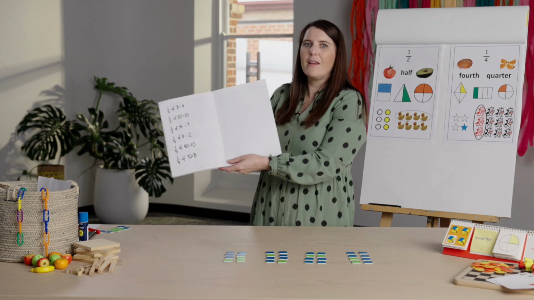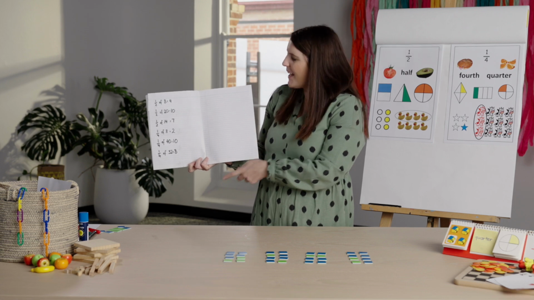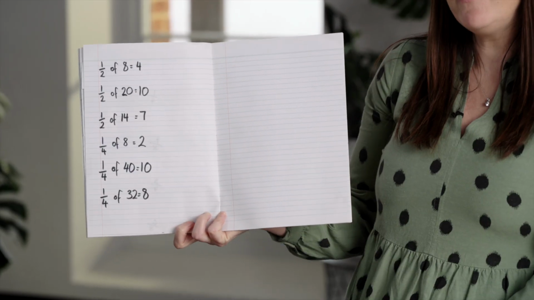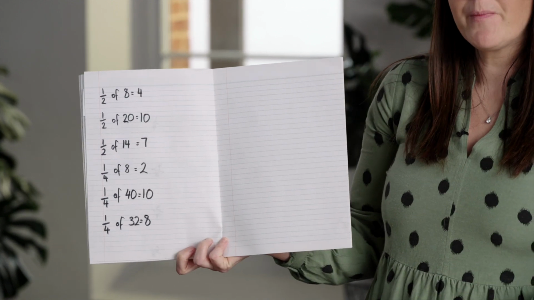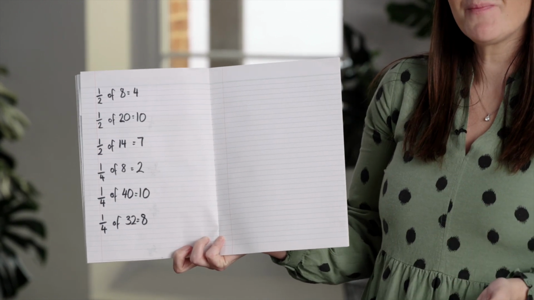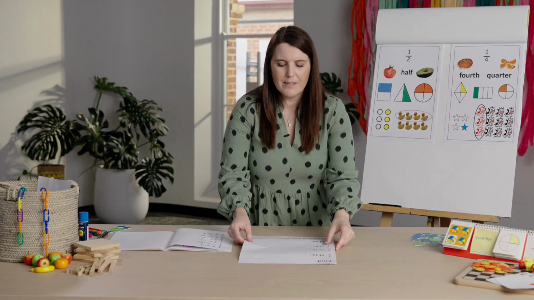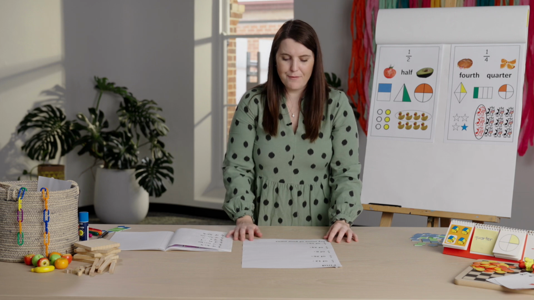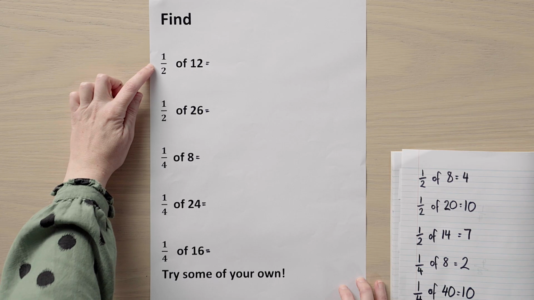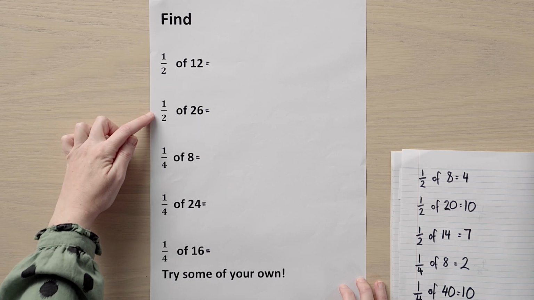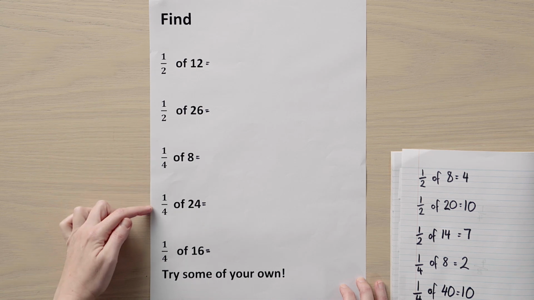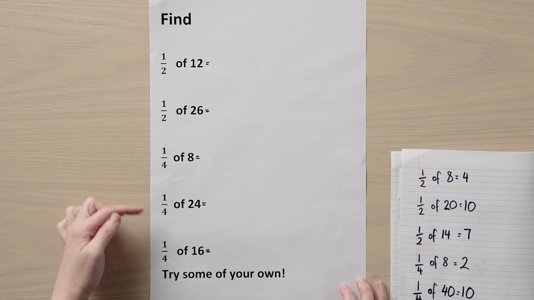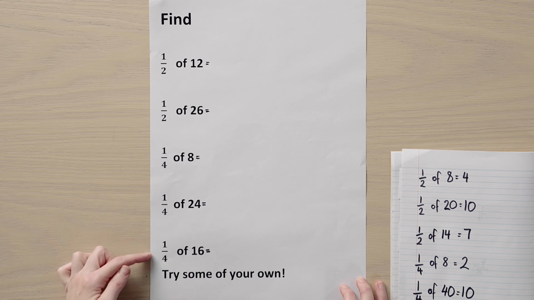Okay, so we can see all our learning for today. We've used collections to find half and to find quarters. Okay, so I have some problems for you. So I would like you to find half of 12, half of 26, 1/4 of 8, 1/4 of 24, and 1/4 of 16.